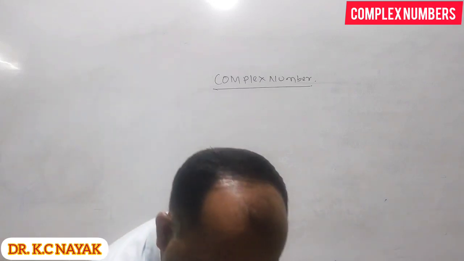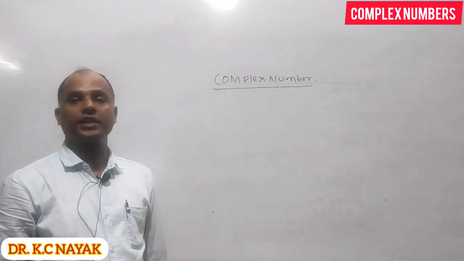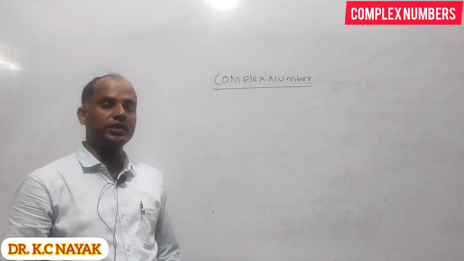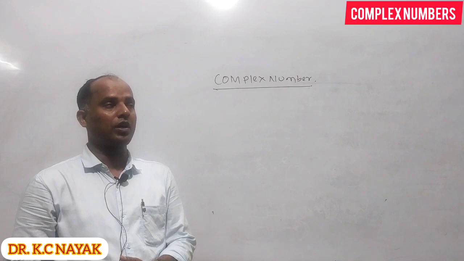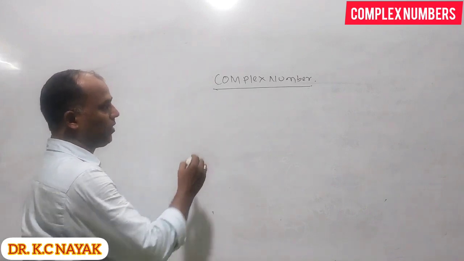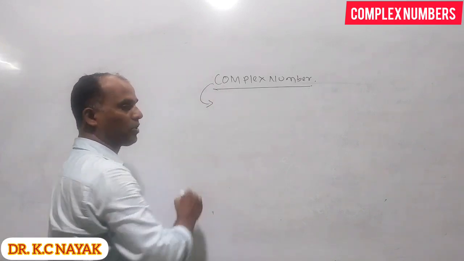Which is a real number? A real number is a number covering both rational and irrational numbers. Then we proceed to the complex number. So what is a complex number? Here is the question: what is a complex number?